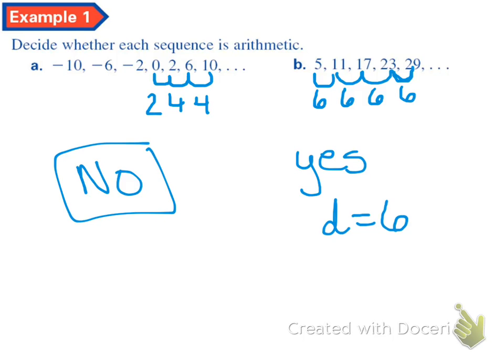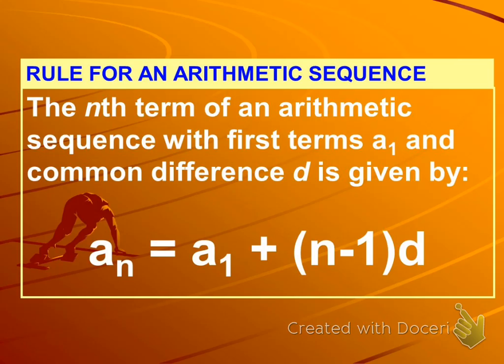Alright, let's move on to how we would write a rule for an arithmetic sequence. In an arithmetic sequence, the rule always follows a certain pattern. To write the rule for an arithmetic sequence, any term is always equal to the first term plus n minus 1, where n, remember, represents the number of the term that you're on, times d, which is your common difference. So any term is found by taking the first term and adding n minus 1 times the common difference.